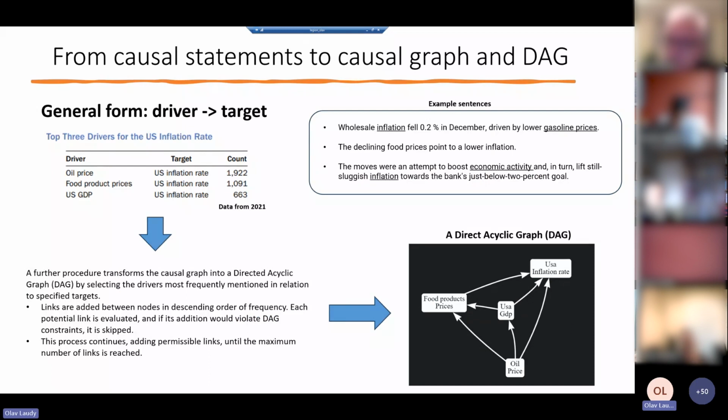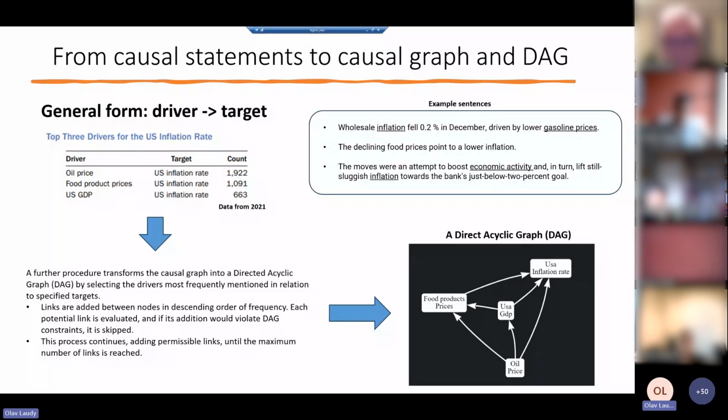In this slide, I will explain how we get from the individual causal statements to a causal graph and subsequently a directed acyclic graph that forms the basis of our Bayesian networks. The general form of a causal relationship is a driver impacting a target. From the structured records, we can aggregate and count these pairs. Note that this sounds a lot easier than in practice turns out to be the case.